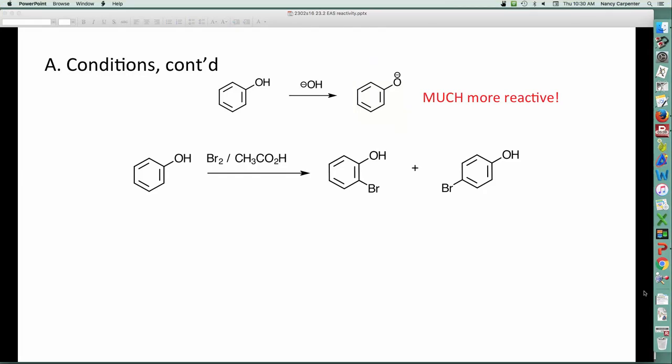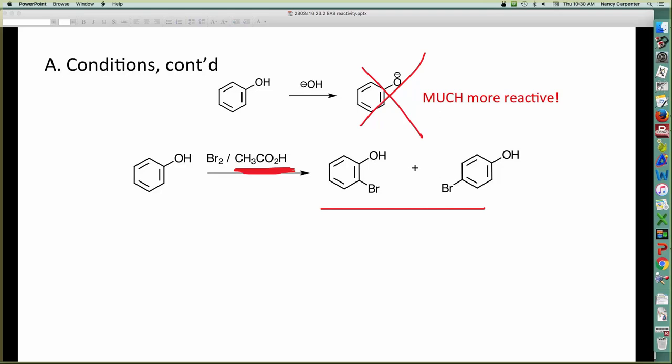Therefore, if I carry out an electrophilic aromatic substitution reaction like bromination under non-basic conditions, so again, I'm using a mild acid, I'm not going to have any of the phenoxide because we're under slightly acidic conditions, and I get exactly what I'd expect. This is an electron donating group. That means my most nucleophilic carbons are the ortho and para positions, and so I get substitution at the ortho and para positions because that carbocation intermediate is most stable with that substitution pattern.